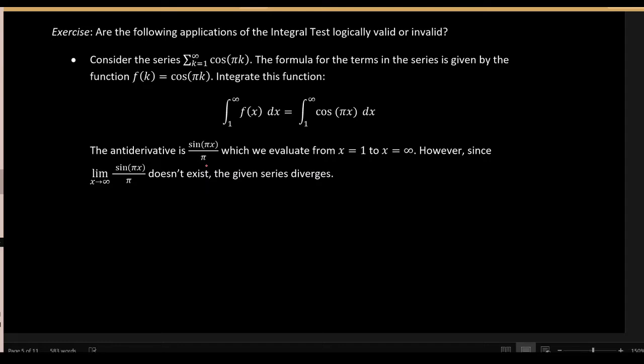But, of course, if you take the limit of sine as x goes to infinity, that function just keeps oscillating between +1 and -1. So they conclude that this integral doesn't converge, which means that this series must diverge as well. What do you think? There's a lot of information there, but is this application of the integral test valid or not?